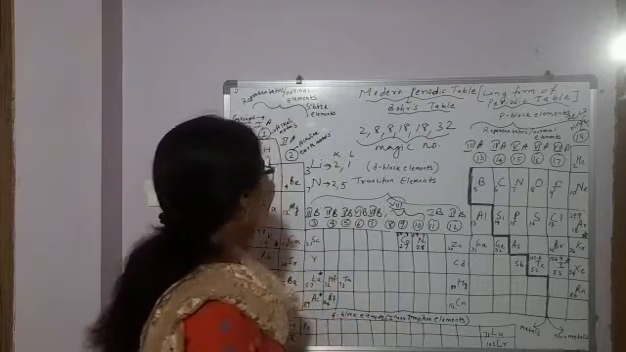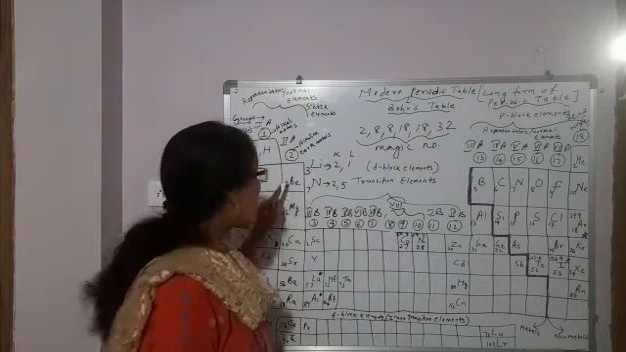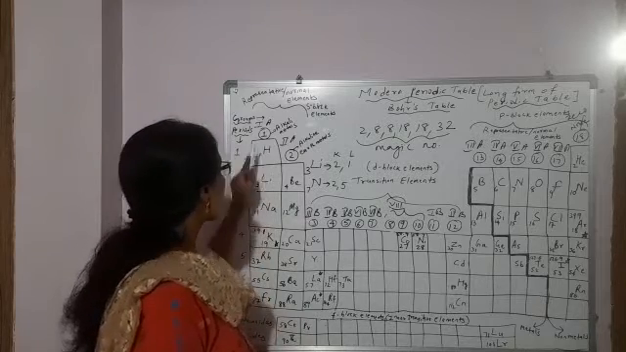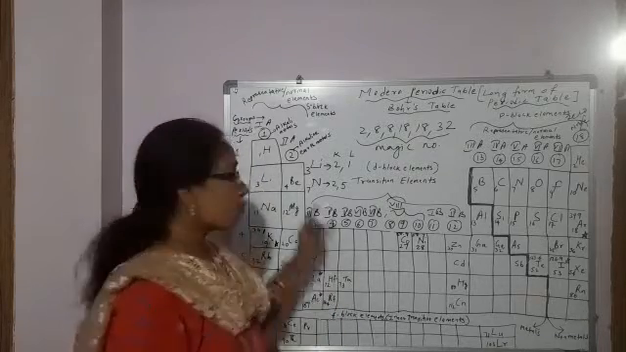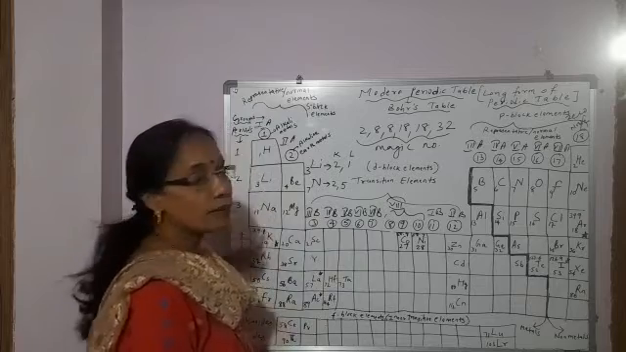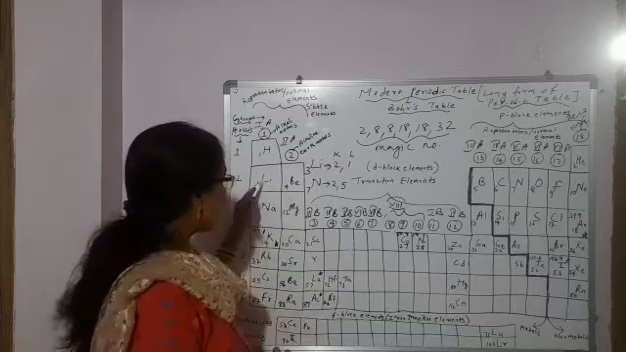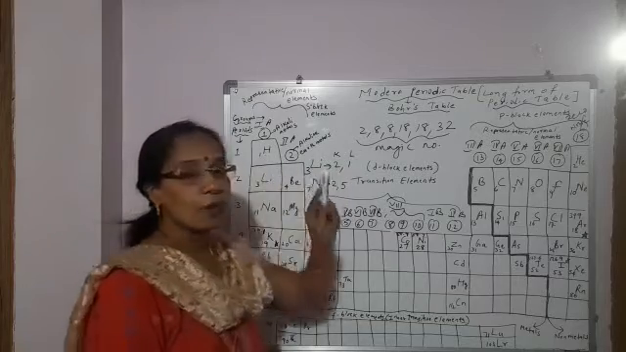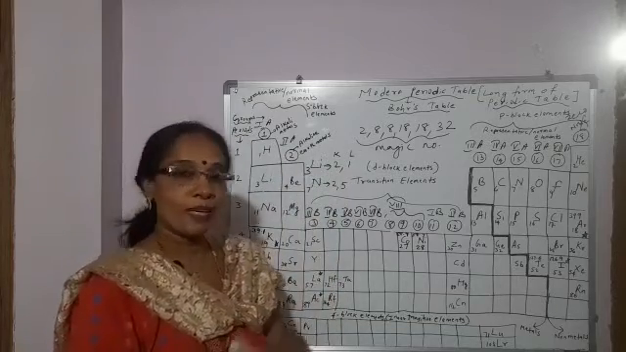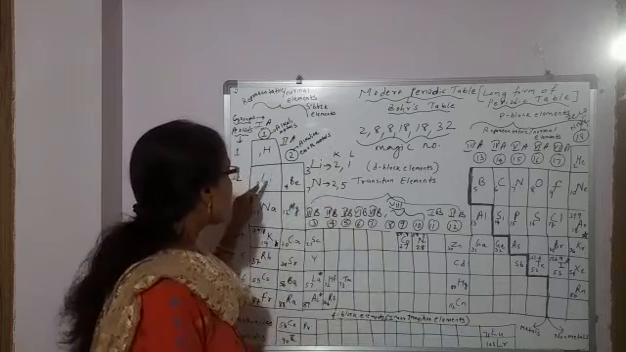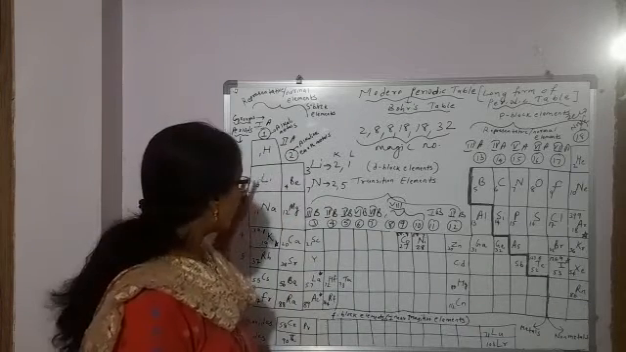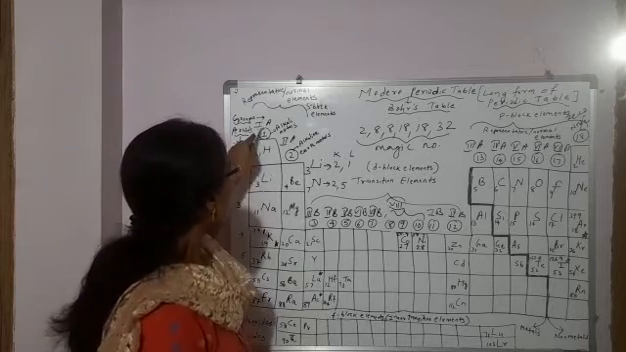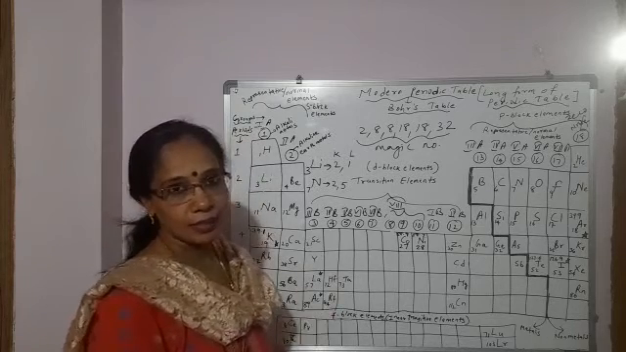Because hydrogen has many properties similar to the alkali metals, lithium, sodium, potassium, rubidium, cesium, francium of group 1, it is placed in group 1 along with the alkali metals. Alkali metals have how many outermost electrons? 1. Hydrogen also has how many outermost electrons? 1. So many of the properties of hydrogen are similar to alkali metals.